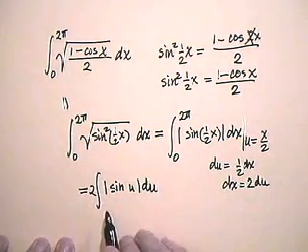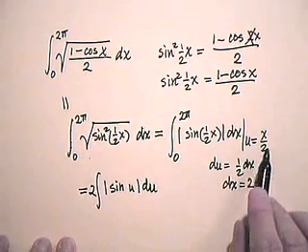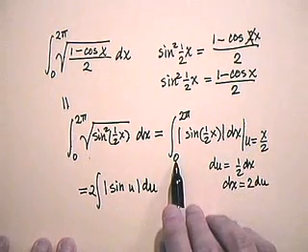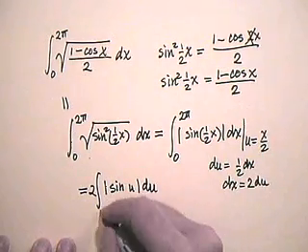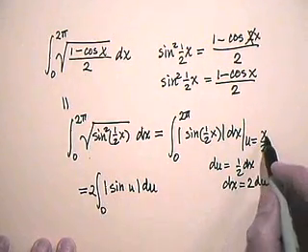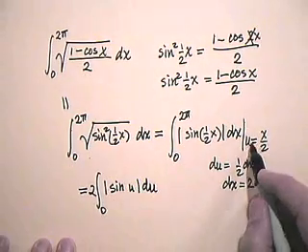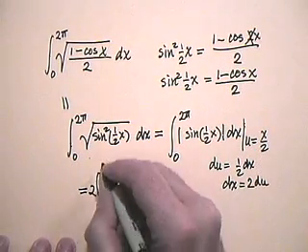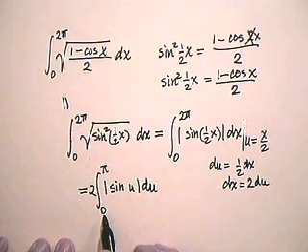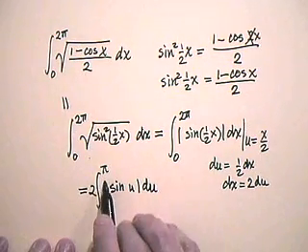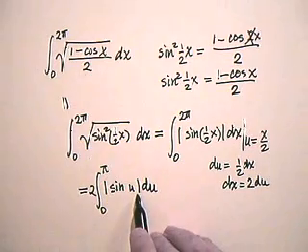And now let's fix our limits. When x is 0, x over 2, 0 over 2, is still 0. But when x is 2 pi, u is 2 pi over 2, which is simply pi. So now we're doing the definite integral from 0 to pi of absolute value sine u du.